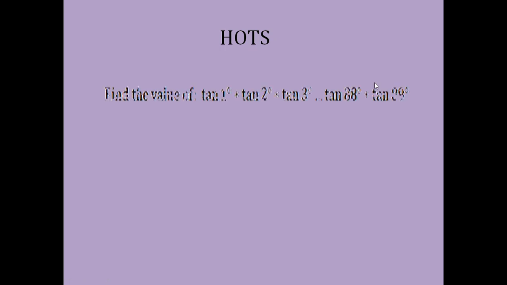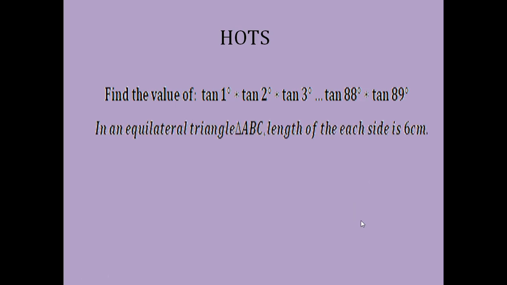Now I have a bonus question, and the answer will be given in part 2, on higher order thinking skill questions. Question number 1: find the value of tan 1 degree, tan 2 degree, tan 3 degree, up to tan 88 degree, tan 89 degree. And the next question is, in an equilateral triangle ABC, the length of each side is given as 6 cm. Then find sine of angle A.